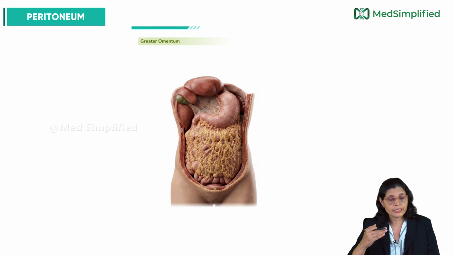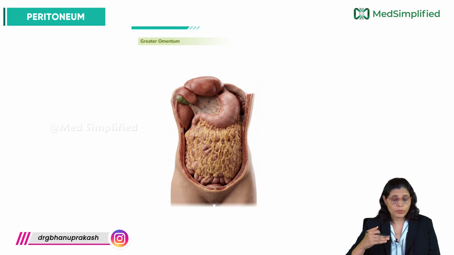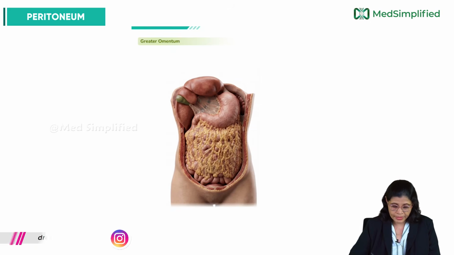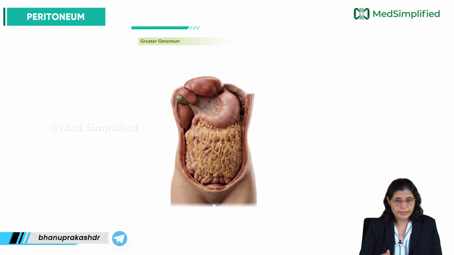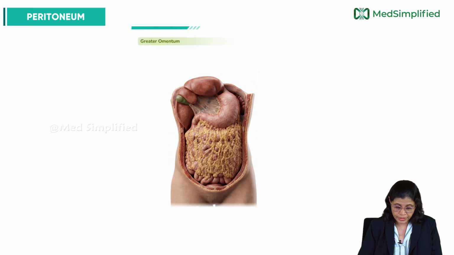So basically what it does, it connects the stomach to the transverse colon. So it looks like an apron. Why we call it the omentum is, omentum means apron in Latin. So it looks like an apron down here, and so we call it the omentum. Now this omentum attaches to the greater curvature of the stomach as well as to the initial portion of the duodenum, that is the first part of the duodenum, and the transverse colon here.